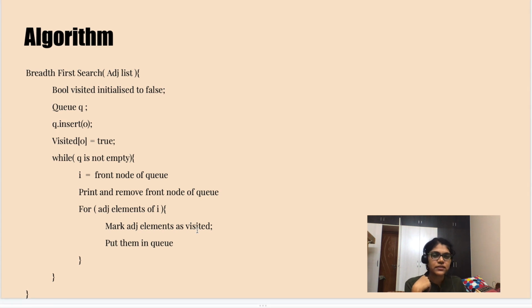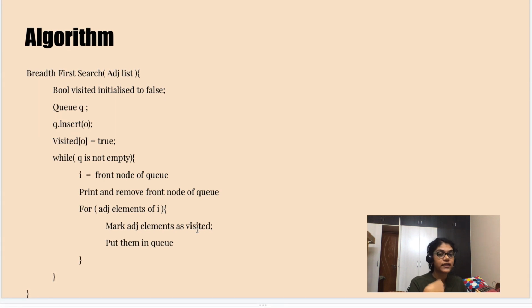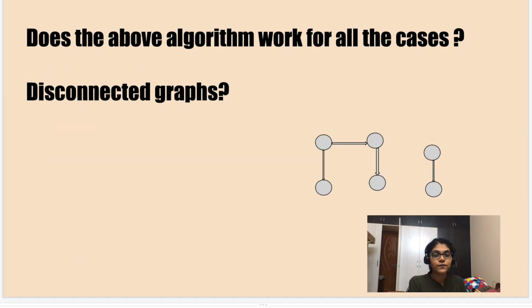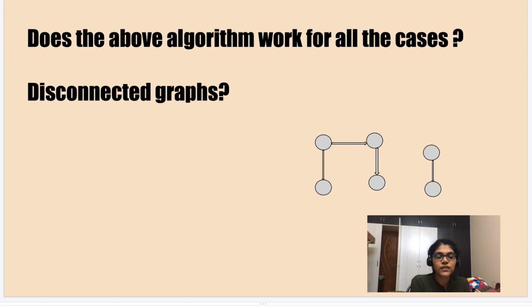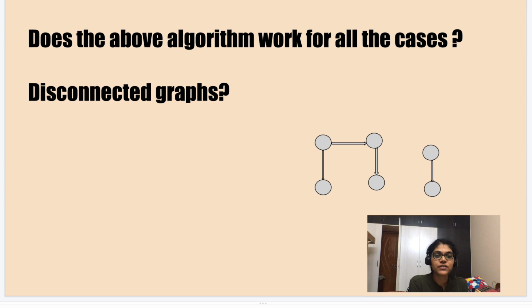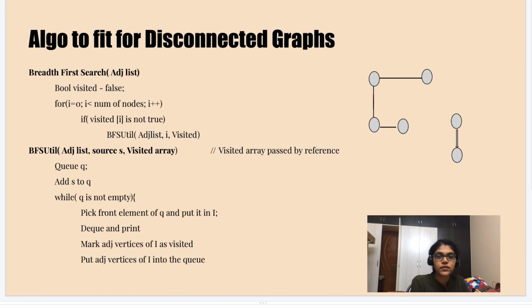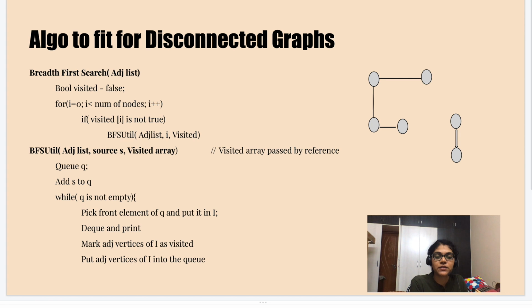So, do you think this algorithm will work for all the cases of graphs? Even for disconnected graphs? Yeah, this won't work for disconnected graphs. So how can we modify it so that it will work for disconnected graphs too? Now we have divided the algorithm into two parts, breadth first search and BFS util.